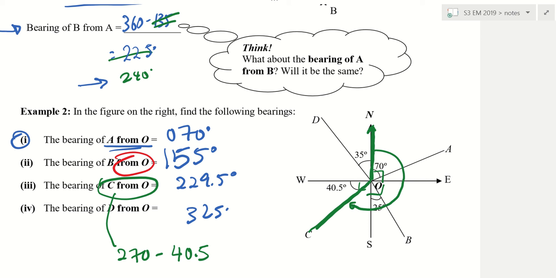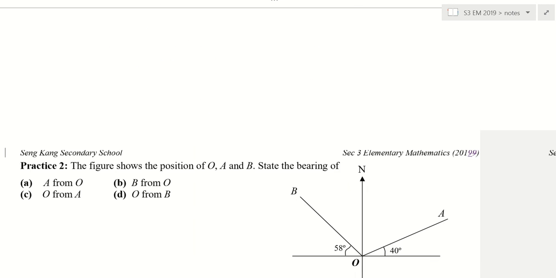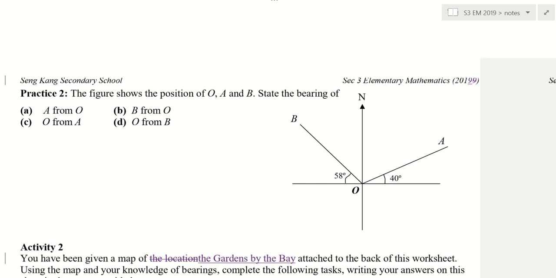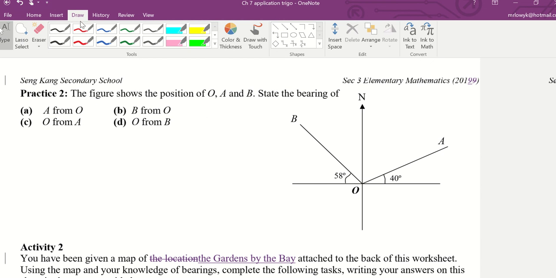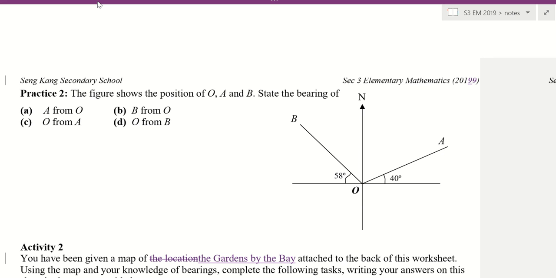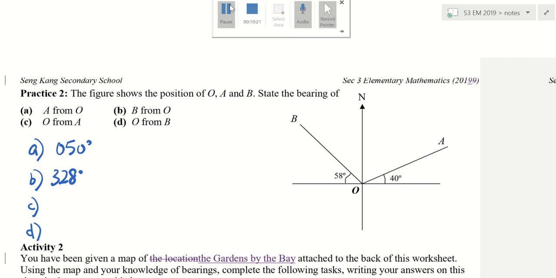Right, part 4, who cannot? Gerald, what is the next answer? Don't measure, please. Calculate, please. Matthew is talking. What is A answer? I got 050. B? I got 328 degrees. C? I don't know how to do. Can you help me, Xinghui?